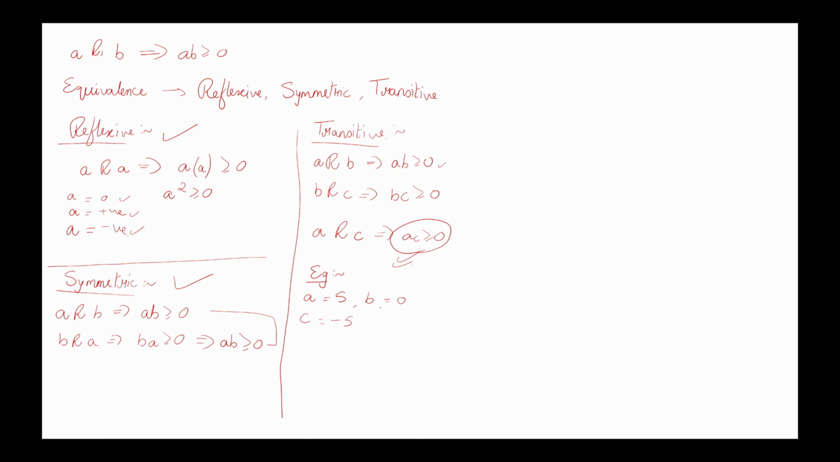Now for BC, B into C, this would also give us 0. 0 is greater than or equal to 0, so this is also satisfied. Now we have to check whether A and C would be satisfied or not. If I multiply A and C, I'm going to get minus 25, which is not true. So I have found out in my first hit and trial case that there is one condition where it is not coming out to be transitive. That means it is not transitive, so it is not an equivalence.